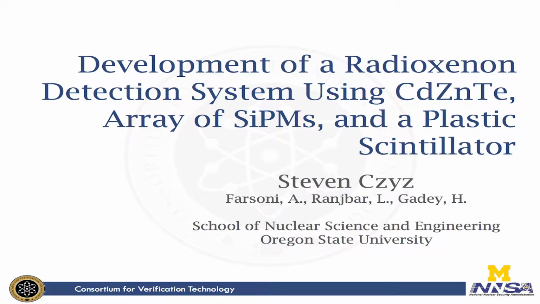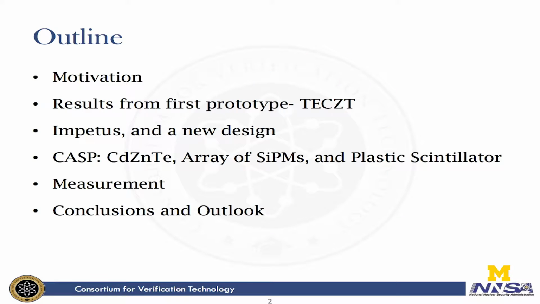I'm from Oregon State, and today I'm going to be talking to you guys about the development of a radio-xenon detection system using CZT, an array of SiPMs, and a plastic scintillator. So first I just want to go over a little bit of an outline of what we're going to be talking about. I'm going to talk about why we are detecting radio-xenon and why specifically beta-gamma coincidence.